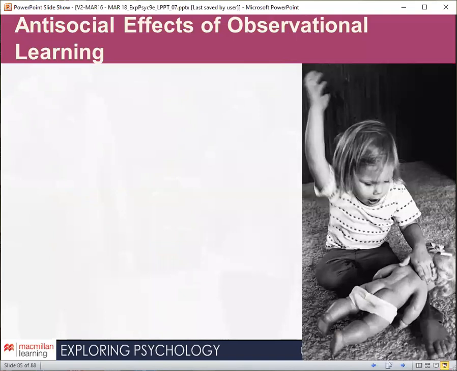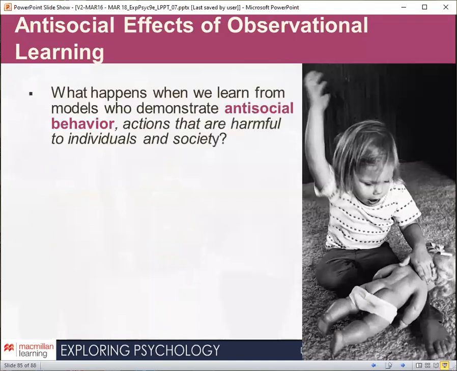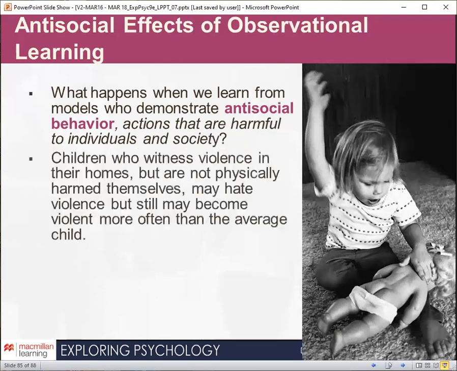We also see the opposite as well. What happens when we learn from models who demonstrate antisocial behavior, actions that are harmful to individuals and society? So as you can see from the implication of this image here, this kid obviously knows about spanking, all right? So we see that this individual has learned this, one would say, potentially aggressive type of behavior.